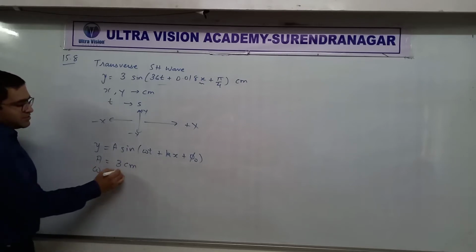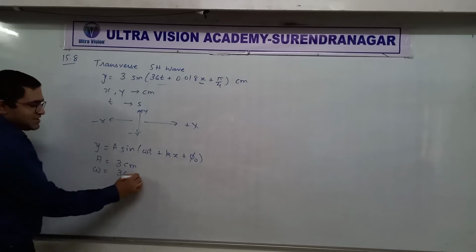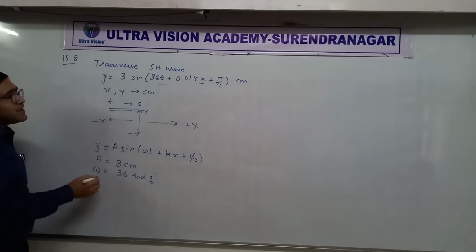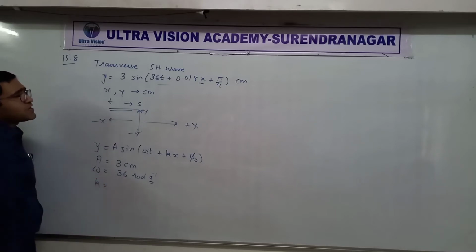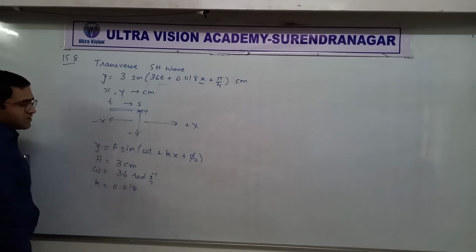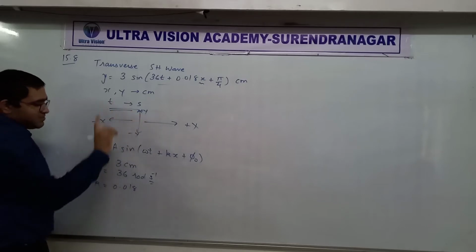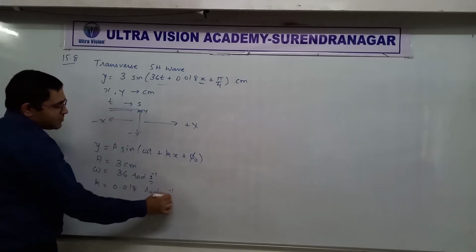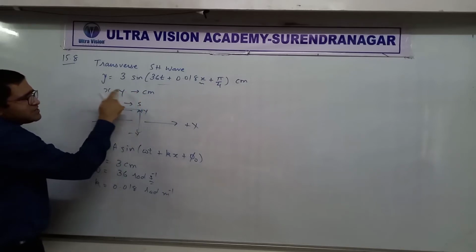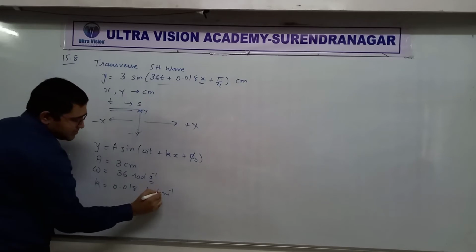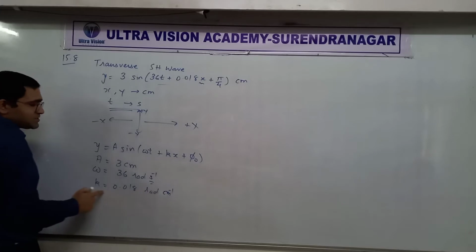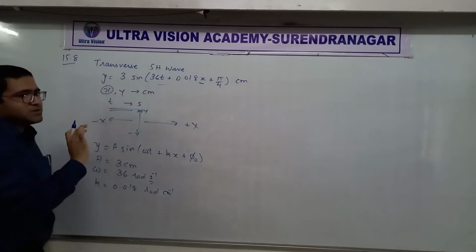A, amplitude, is 3 centimeter. Clear? Omega is 36 radian per second. Why per second? Because time is in second. Next, k, the propagation constant, compare it with 0.018. And what's the unit? The SI unit will be radian per meter, but over here x is given in centimeter. I repeat, x is given in centimeter. So that's why this will be radian per centimeter. Is this clear, everyone? Why so? Because x is in centimeter.